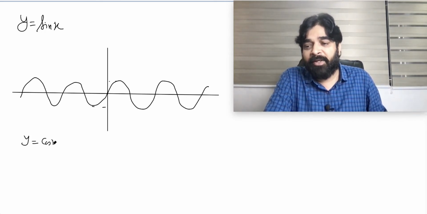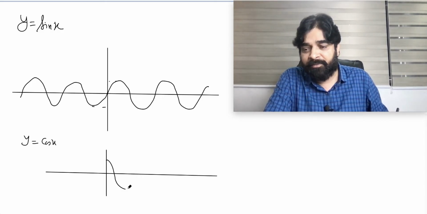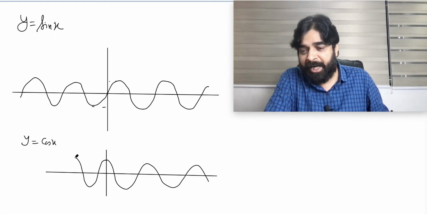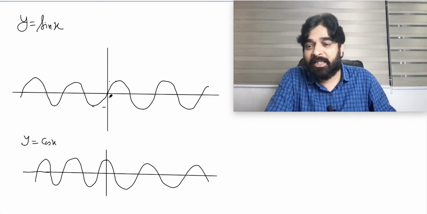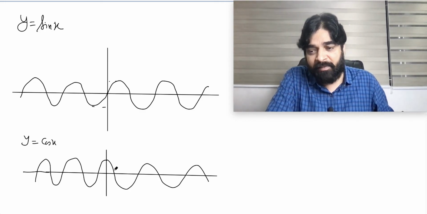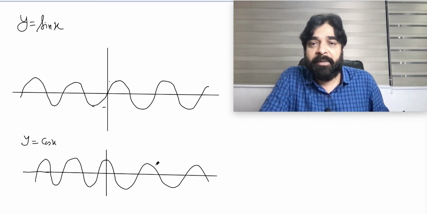In trigonometry, we will study more about sin, cos, tan. Here just the graph. Cos x graph. Notice the difference: shape and size are the same for sin x as well as cos x. But sin x passes through origin and cos x always starts here. It does not pass through origin. Am I clear to everybody?